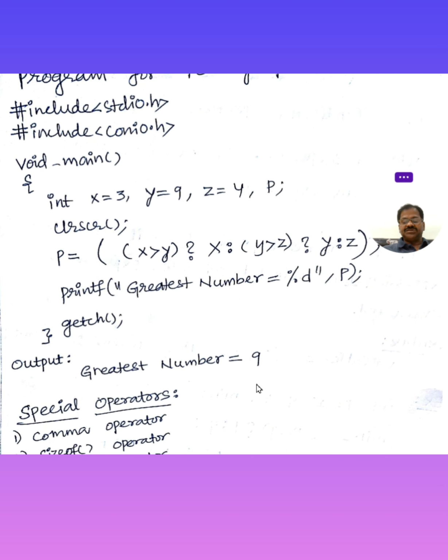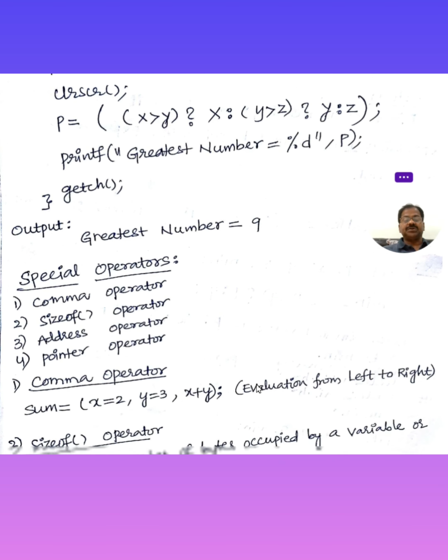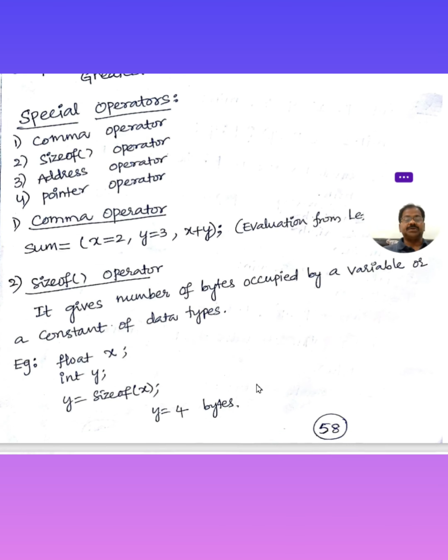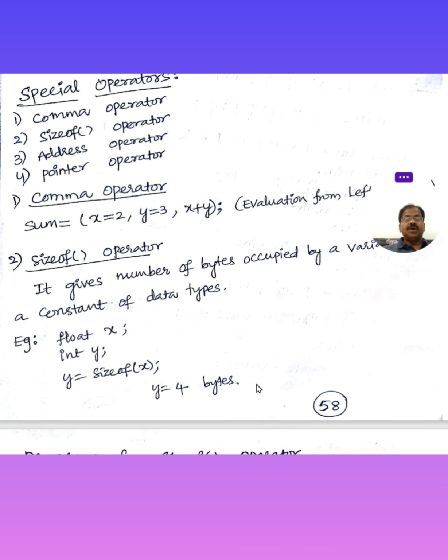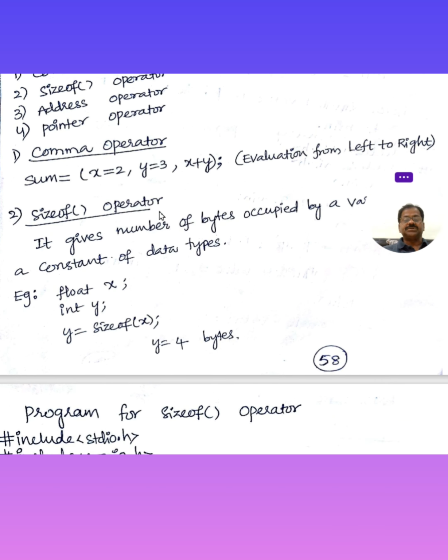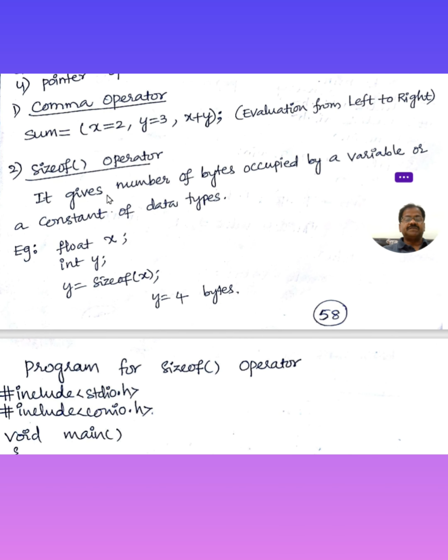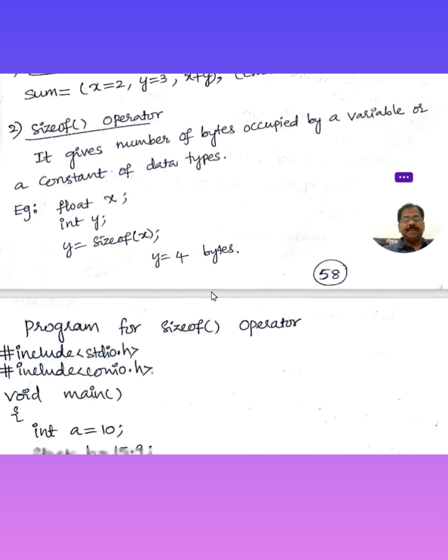Next, moreover with this unary, binary, ternary operator, we have special operators: comma operator, size of operator, address operator, pointer operator. Okay, like this in expression we can use comma operator. Sum is equal to x is 2, y is 3, x plus y. Evaluation from left to right. Okay. Next, size of operator. You see here float x, size of x. What is the float value? 4. It is 4 bytes.